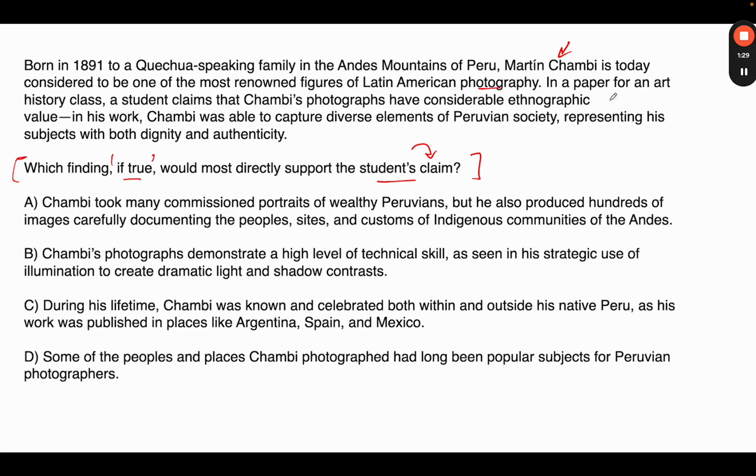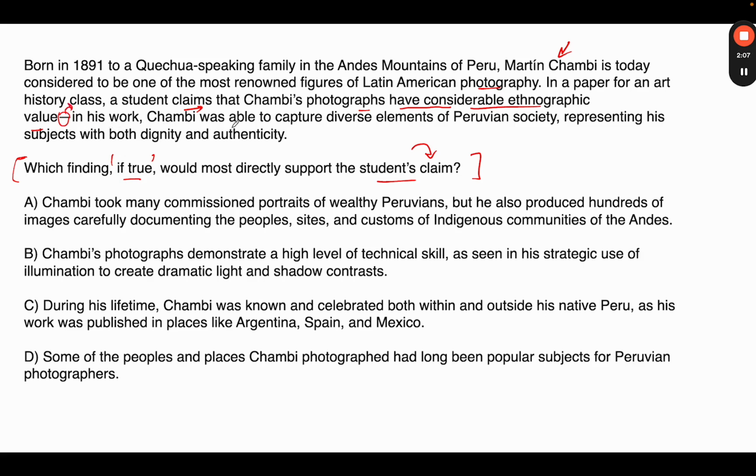Let's read ahead. In a paper for an art history class, a student claims, now comes the claim, so be very careful when you're reading this. What is the student claiming? A student claims that Chambi's photographs have considerable ethnographic value. So the photographs have a considerable ethnographic value. Now we have a dash over here. And if you know the punctuation usage of a dash, you'll know that this particular aspect, that considerable ethnographic value, is being explained to me after the dash. Let's go ahead and read that now.